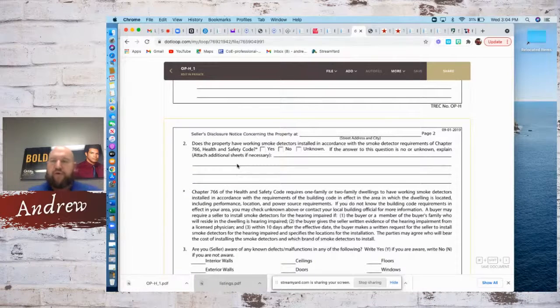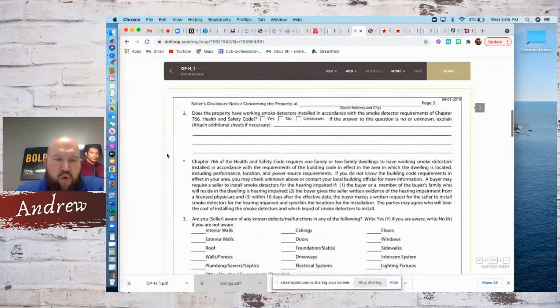Now what's weird about the TREC form that is not on the Texas Realtors form, there's this whole asterisk about Chapter 766 of the Health and Safety Code, where it's discussing if the purchaser is hearing impaired. And if the purchaser is hearing impaired, they can require the seller to install hearing impaired smoke alarms in certain parts of the home. It has to be done as long as, 1, the buyer or member of the buyer's family who will reside at the dwelling is hearing impaired.